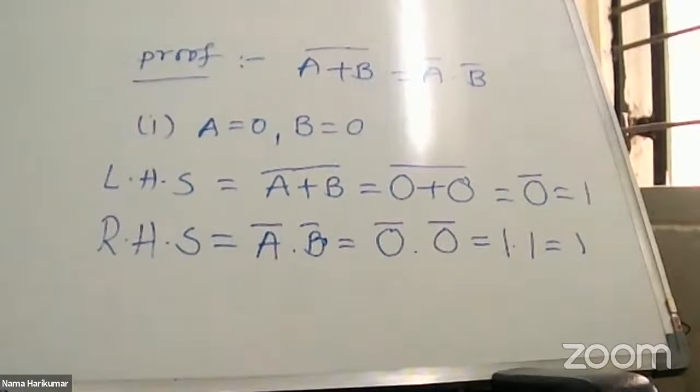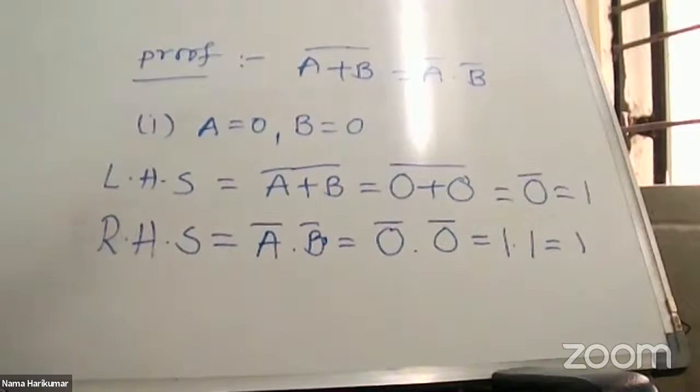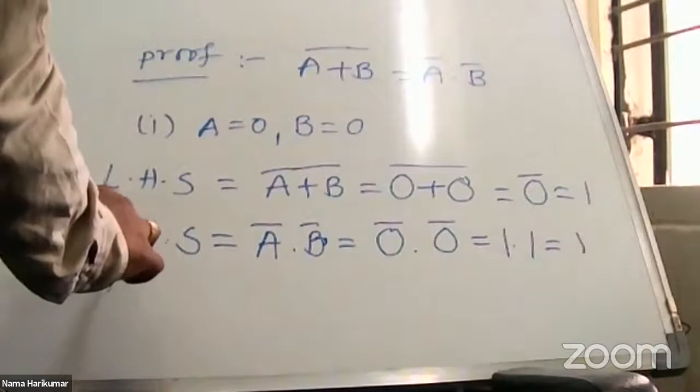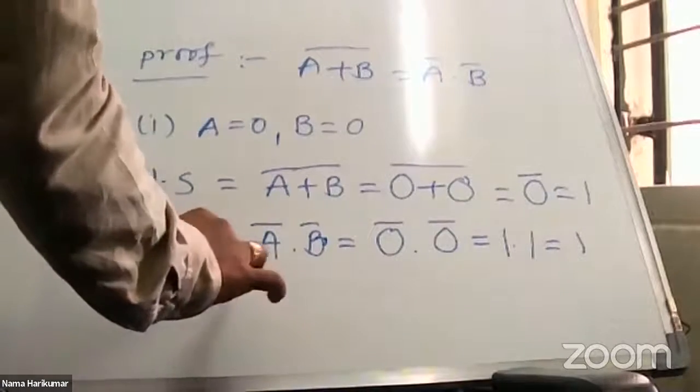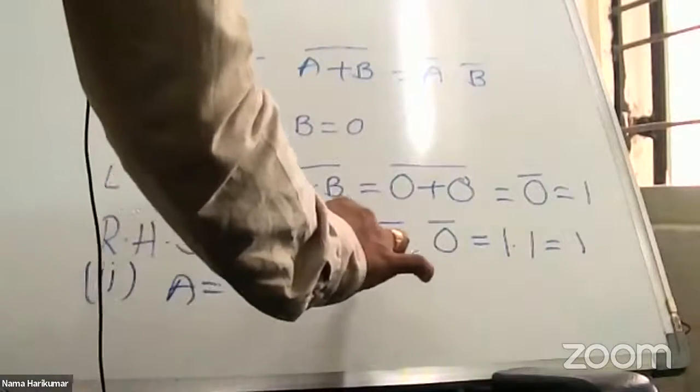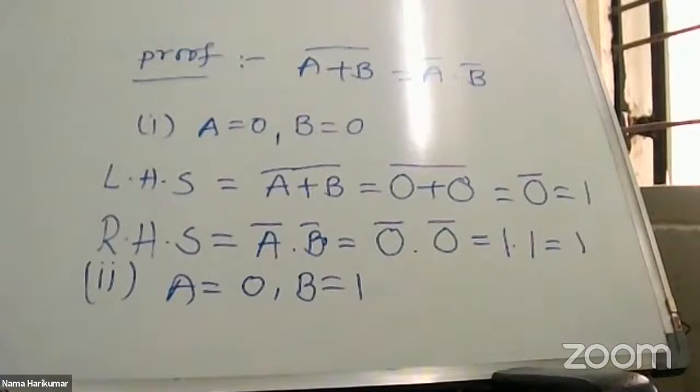So finally, in the first row of the theorem, that is 0 0, it is satisfied: A plus B complement equals A complement and B complement. Right. So next one is A equal to 0 and B equal to 1. Again, we have to write the LHS and RHS.